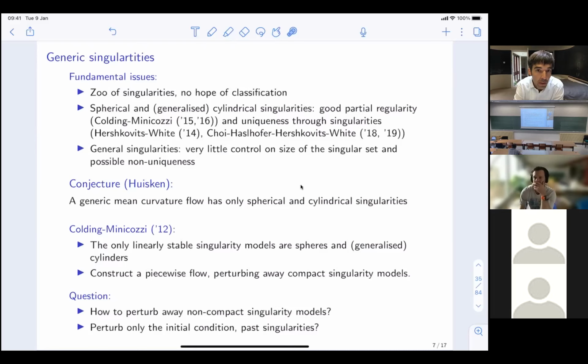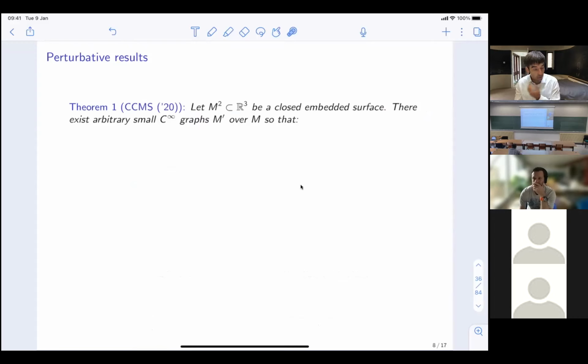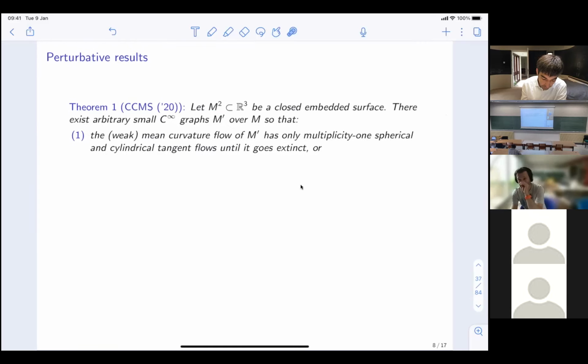So that's what we would really like to do. Okay, now here are our first results. It's for mean curvature flow in R3. So let's take a closed embedded surface. The statement is then as follows. We can take an arbitrarily small C infinity perturbation of this initial surface M, just a C infinity graph M prime over M, such that the following holds.